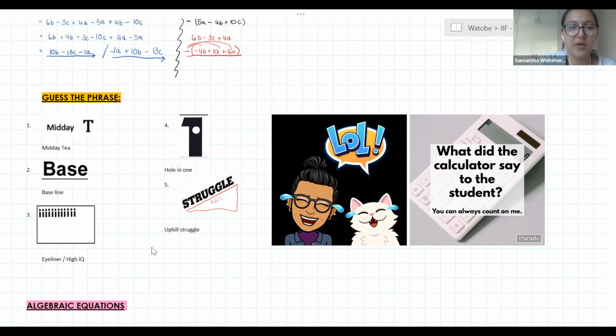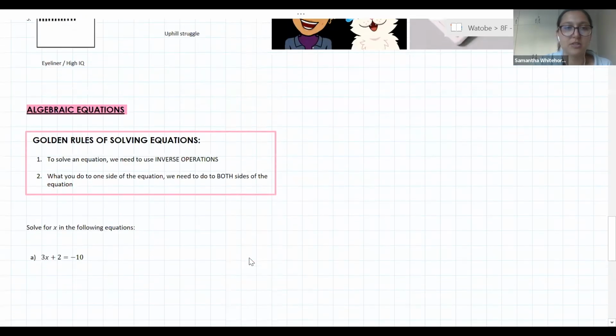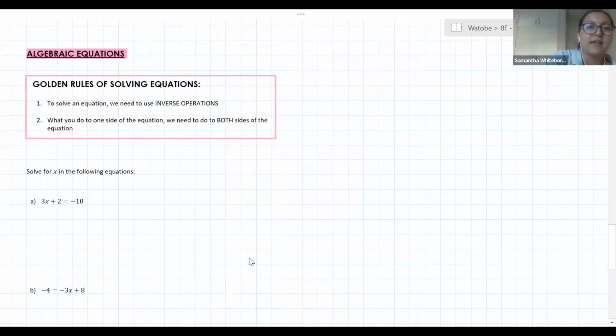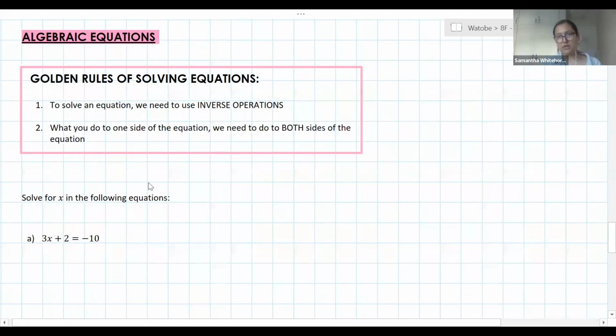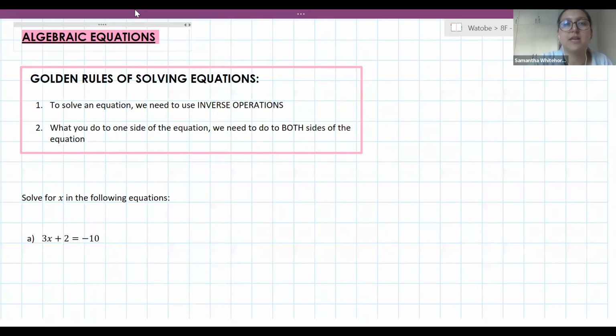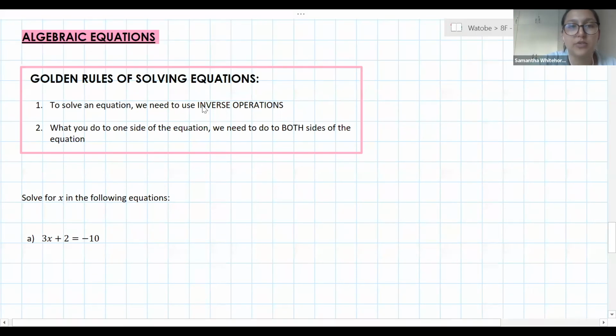Let's have a look at some equations as we end off. I was a bit worried there that I couldn't spell equations. Alrighty, guys. So when we're solving equations, what is very important is that we use inverse operations. Inverse operations is basically the opposite operation of what it originally was in the equation. So if it was a plus, it now is minus. If it was a times, it's now divide, etc.